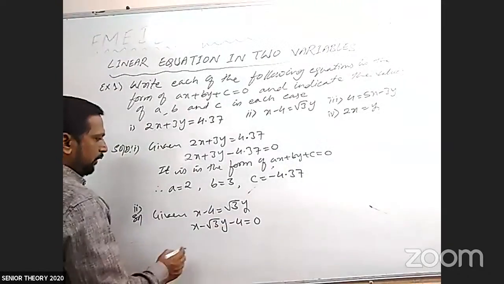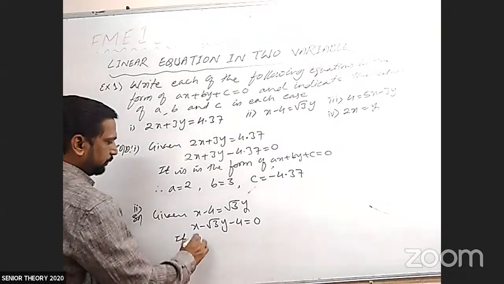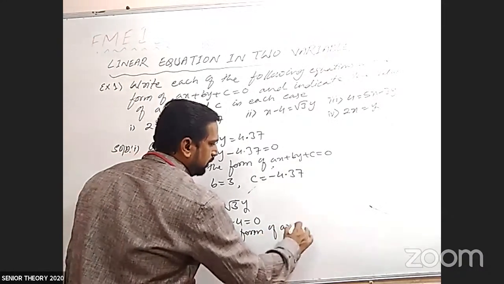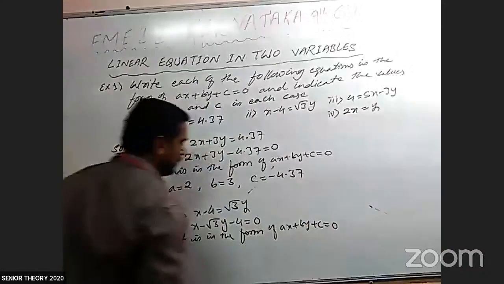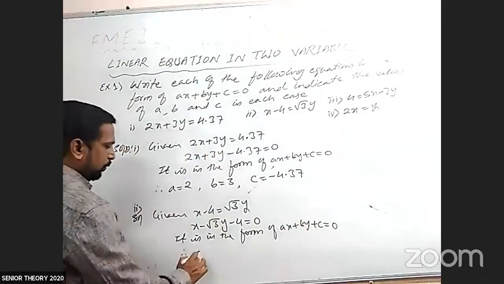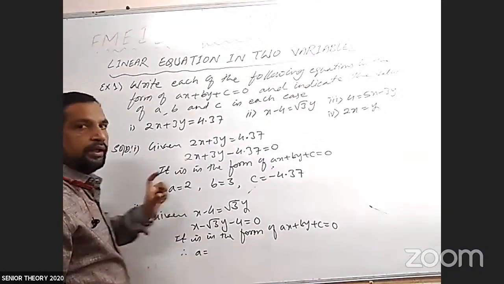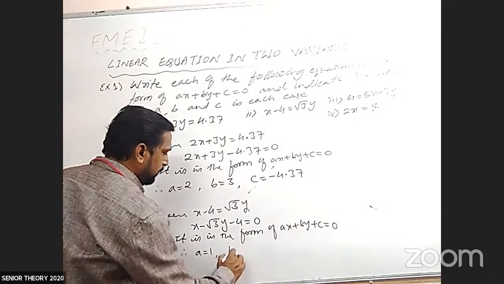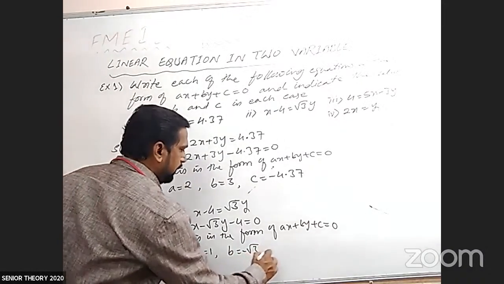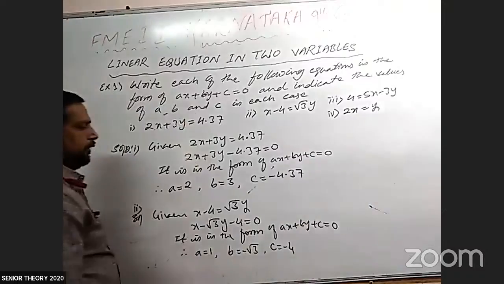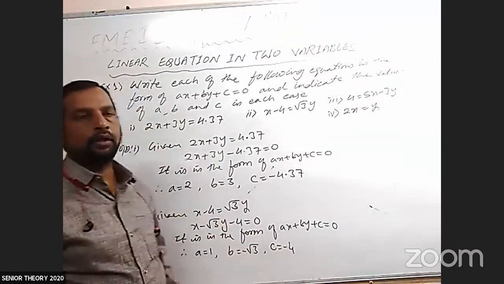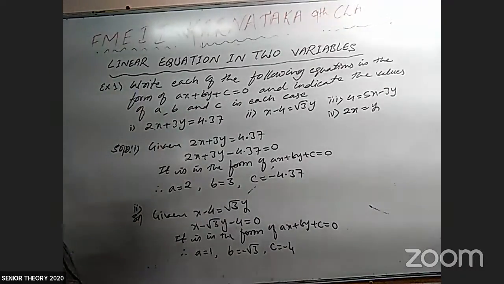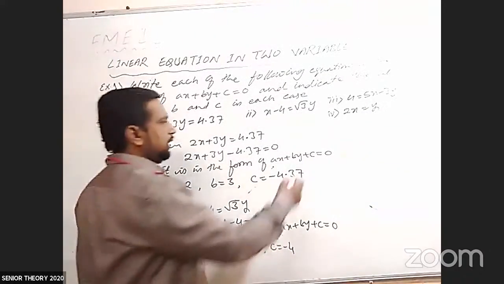It is in the form of ax plus by plus c equal to 0, where a equal to, यहाँ पर x का कोएफिशिएंट कुछ भी नहीं रहा तो x का कोएफिशिएंट 1 रहेगा, a equal to 1, b equal to minus root 3 and c equal to minus 4. So this is the solution. थर्ड और फोर्थ आप ट्राई करें. नंबर 3 ट्राई करें आप लोग, आ जाएगा, इजी है.